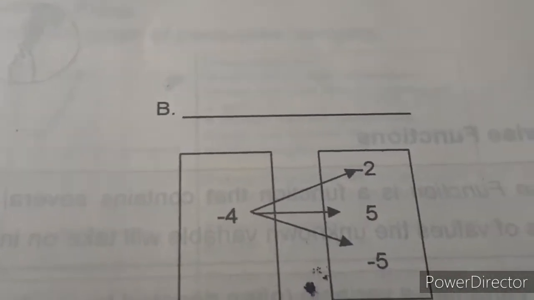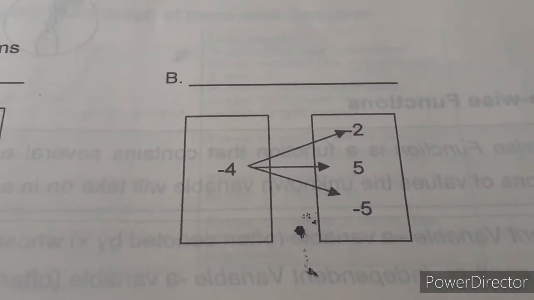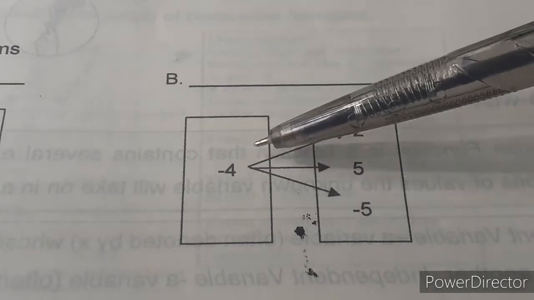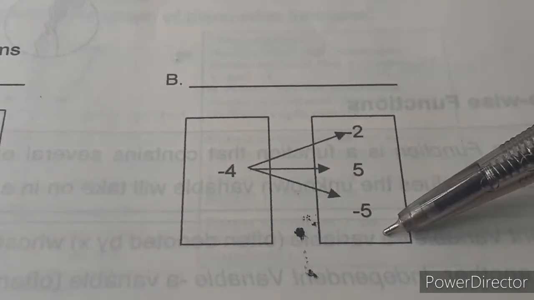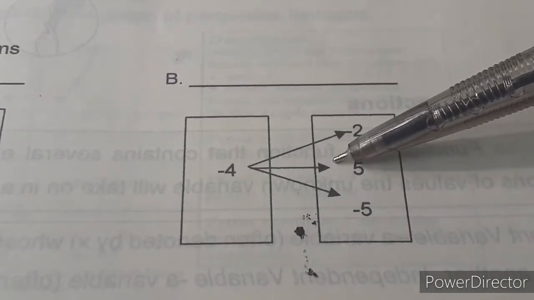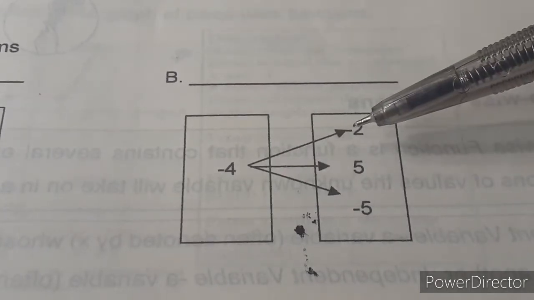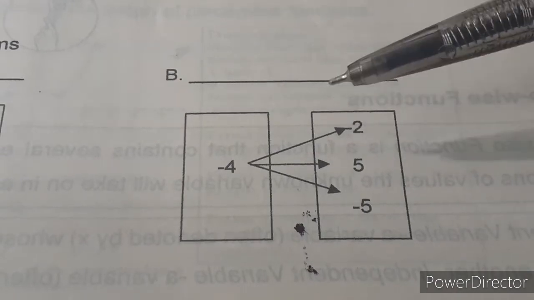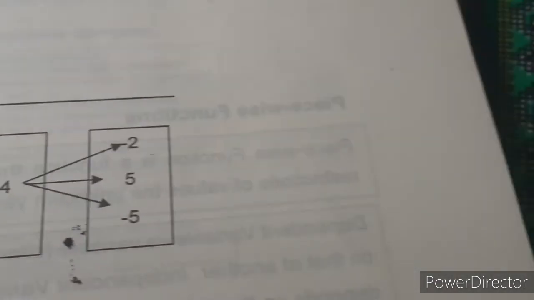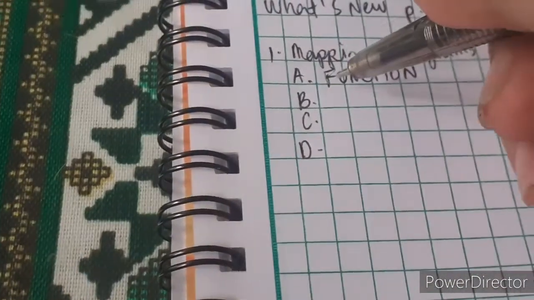So for letter B, as you can see here, there is a duplication of the first element. So the first element has many partners. So therefore, this one does not satisfy the requirement for a function. So it's only a mere relation. So, relation.